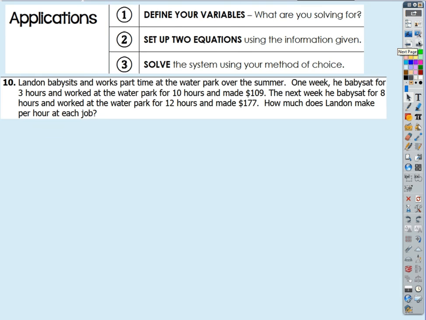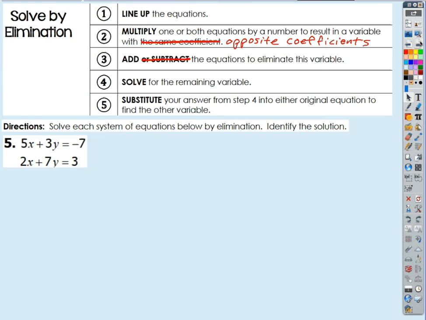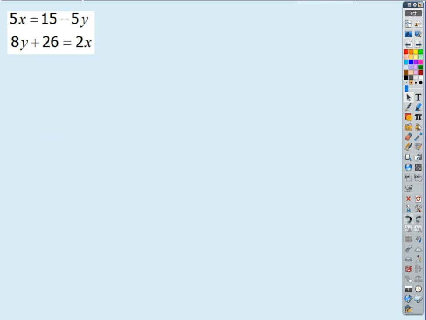So what did I do? There it is. We're good. Okay, so I got to get the x's and the y's to line up. So let's write this. It doesn't have to be in perfect standard form, but you just want the x's first, then the y's, then the constant. So what could I do to this top equation to make that happen?